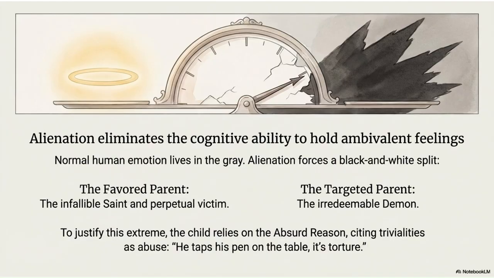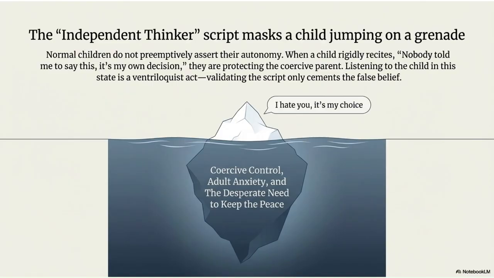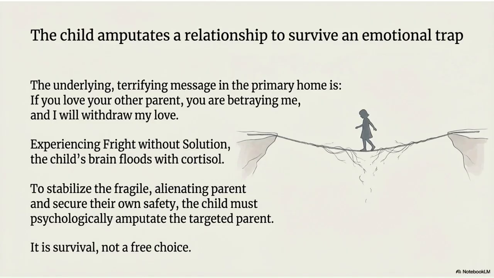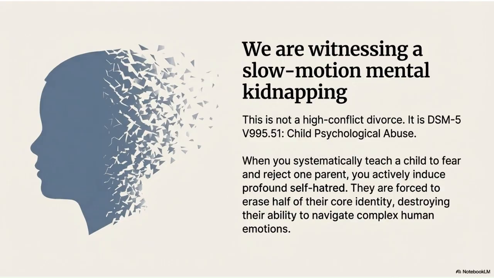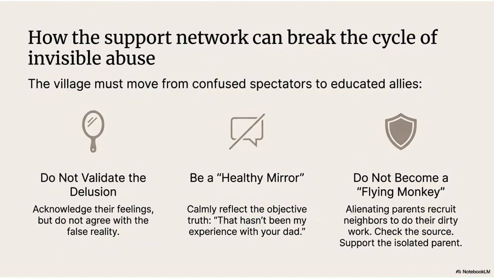Definitely. And the sources dive heavily into the why behind the child's behavior. Specifically, this concept of a double bind, leading to fright without solution. How does that actually play out for the child in real time? Well, picture a child completely dependent on an unstable, alienating parent. That parent sends a covert, terrifying message: loving your other parent is a betrayal of me. So the child is trapped in this impossible emotional loyalty test.